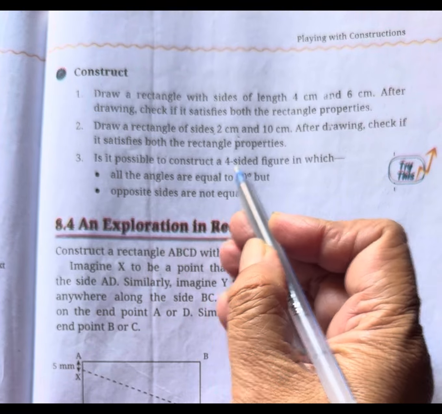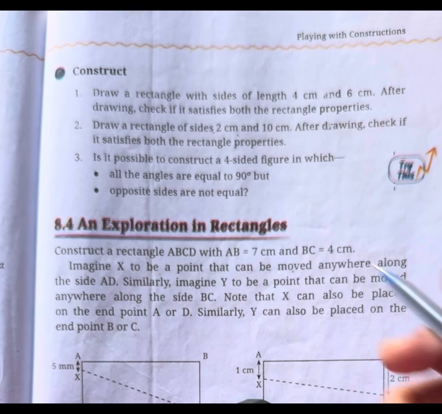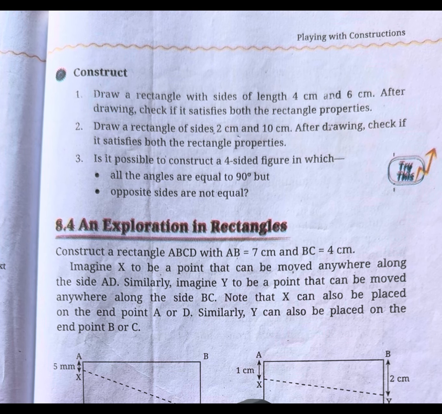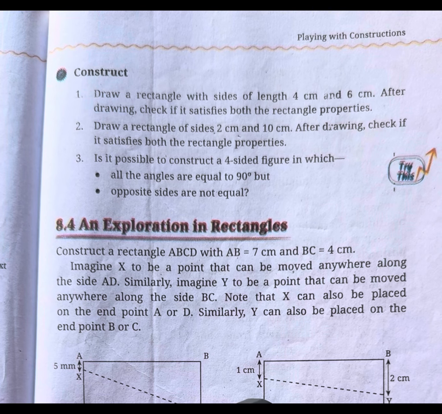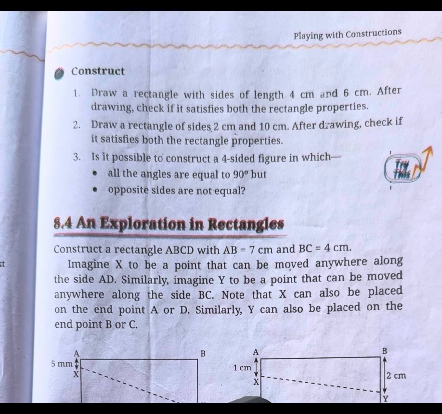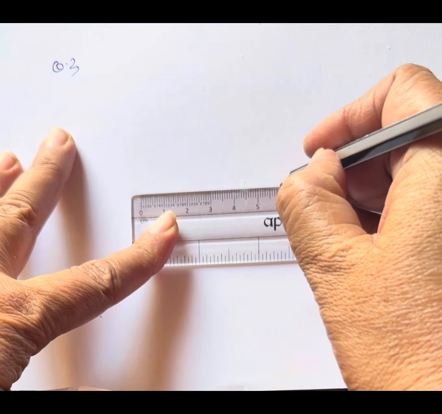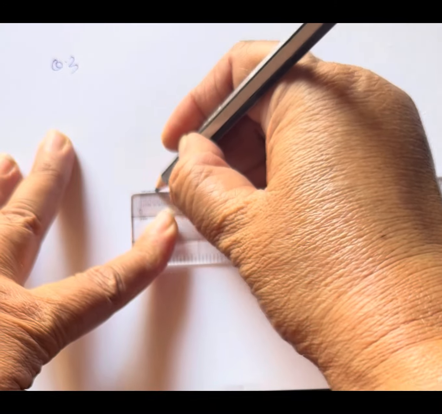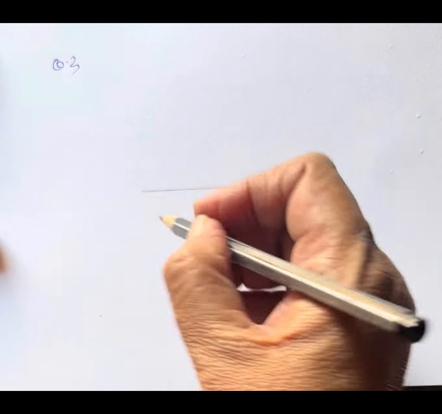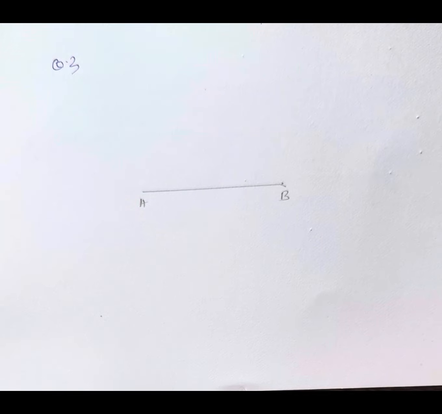Is it possible to construct a four-sided figure in which all angles are equal to 90°, but opposite sides are not equal? Right? So let us try and do it. Of course, the answer is no, but I'll just show you why it is no. So we take a base length. Suppose we take it as 6 centimeter. You can take any measurement over here. We name it as AB. Okay. Now, all angles we want as 90°.